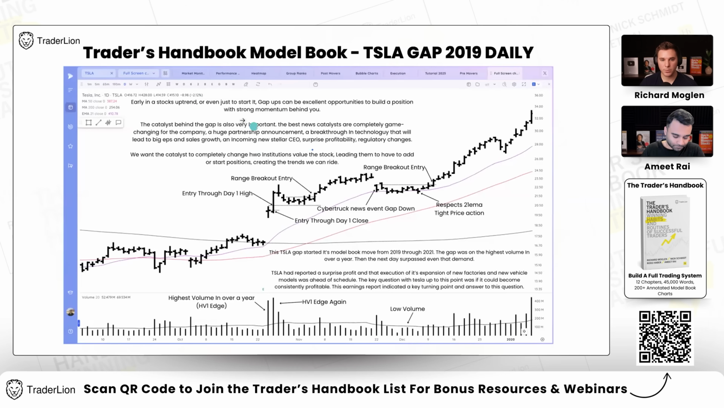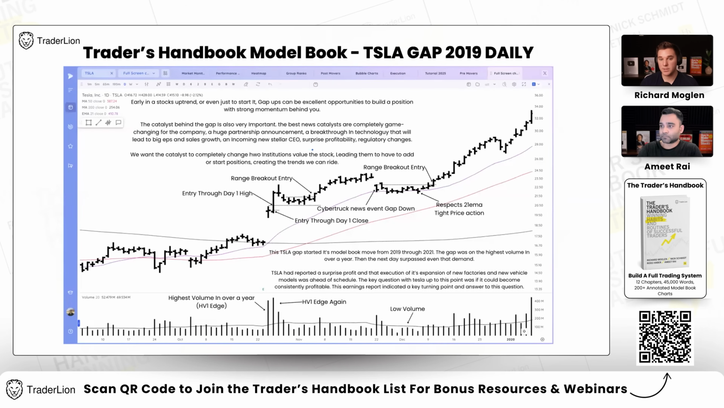And here's kind of a quick blurb about it. Early in a stock's uptrend, or even just to start it, gap ups can be an excellent opportunity to build a position with strong momentum and accumulation behind you. The catalyst behind the gap is also very important. The best news catalysts are completely game changing for the company: a huge partnership announcement, a breakthrough in technology that will lead to big EPS and sales growth, an incoming new stellar CEO.